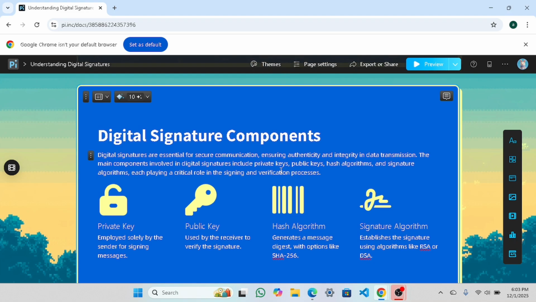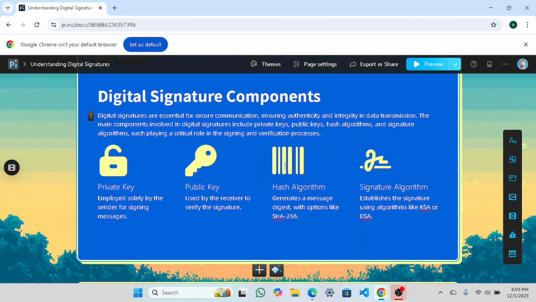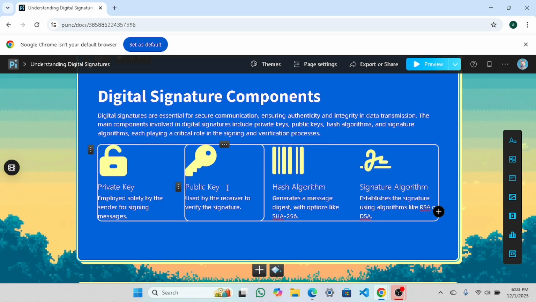Now, what are the components of digital signatures? First, private key, public key, hash algorithm, and signature algorithm. The private key is held solely by the sender for signing the message. The public key is used by the receiver to verify. The private key is used by the sender to sign.